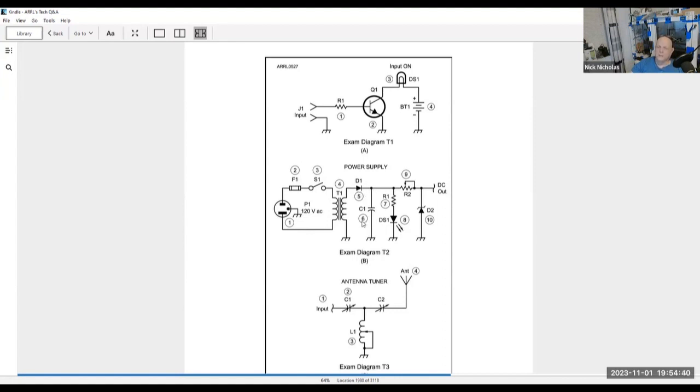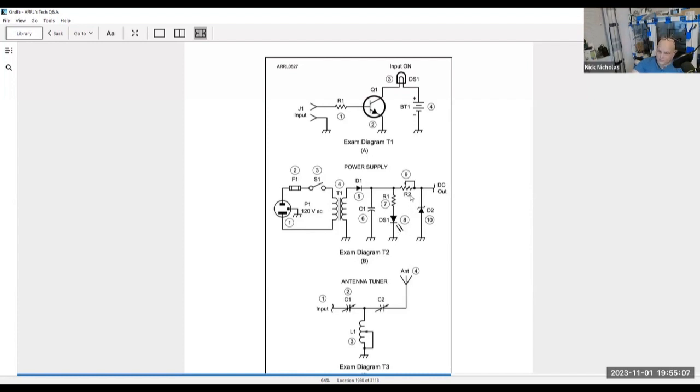Component 6 is a filter capacitor. It's a capacitor to filter out the ripple of the half-wave rectifier this single diode is making. Component 7 is a limiting resistor, limiting current through a light emitting diode. This is a light emitting diode.